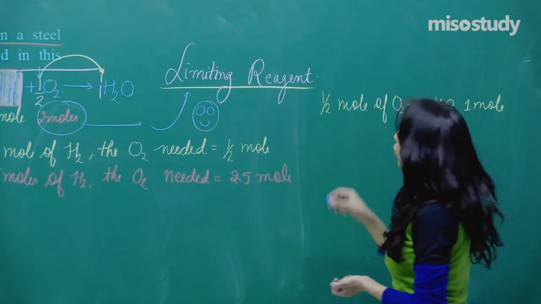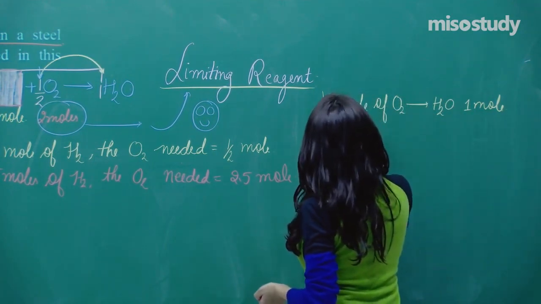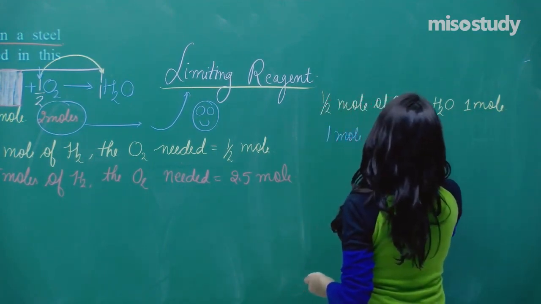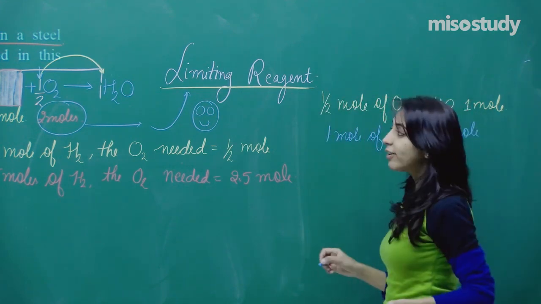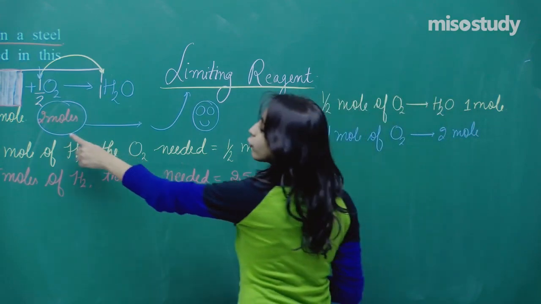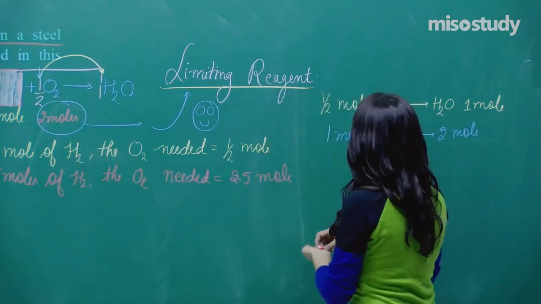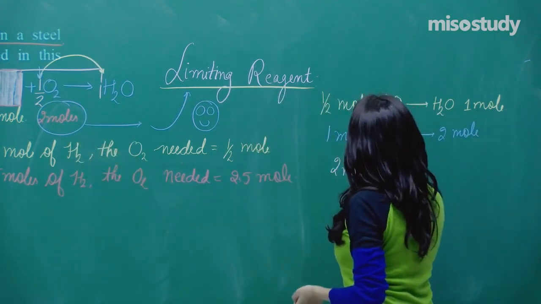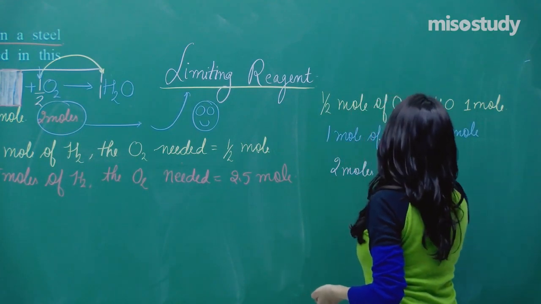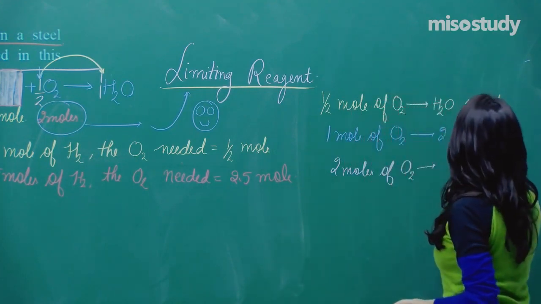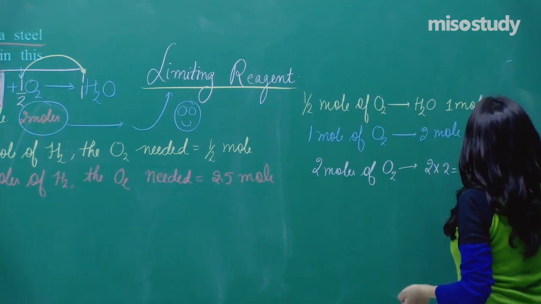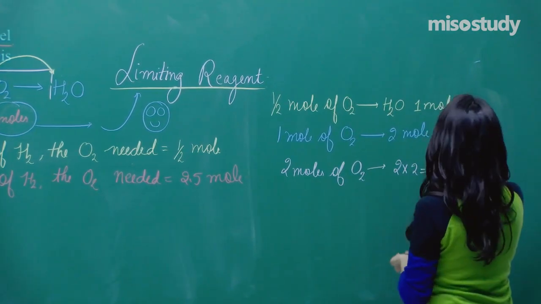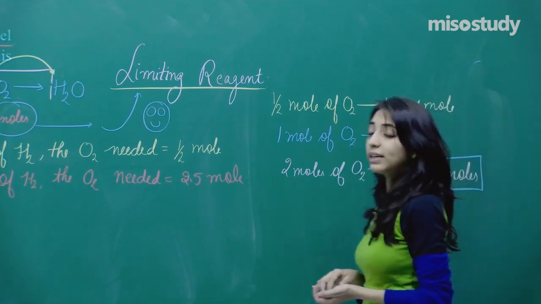Okay, so 1 mole of oxygen will give how much water? 2 moles. Right? And how much do we have? We have 2 moles of oxygen. So 2 moles of oxygen will give how much moles of water? 4 moles of water will be given to me.